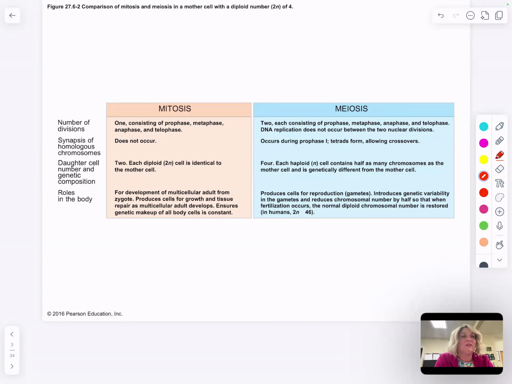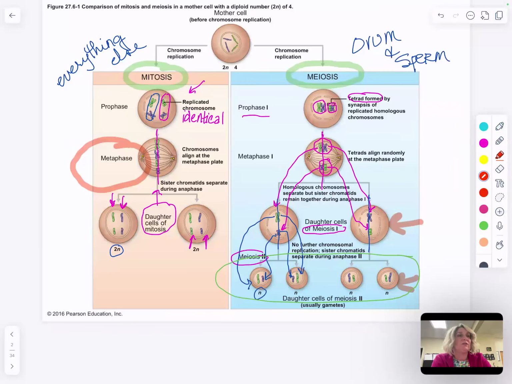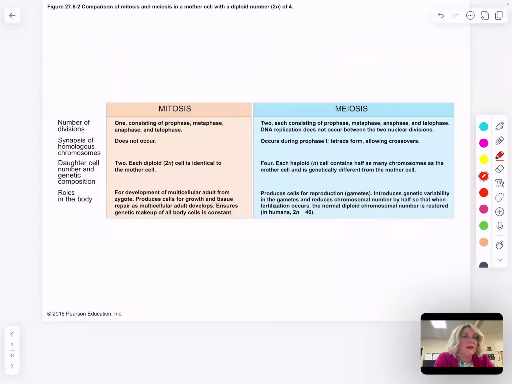In mitosis, you have the tetrads that form in meiosis, whereas in mitosis you don't. So you got this thing going on up there, and you have 2 diploid cells or daughter cells coming from the mother cell. In meiosis, you have 4 coming from the mother cell.